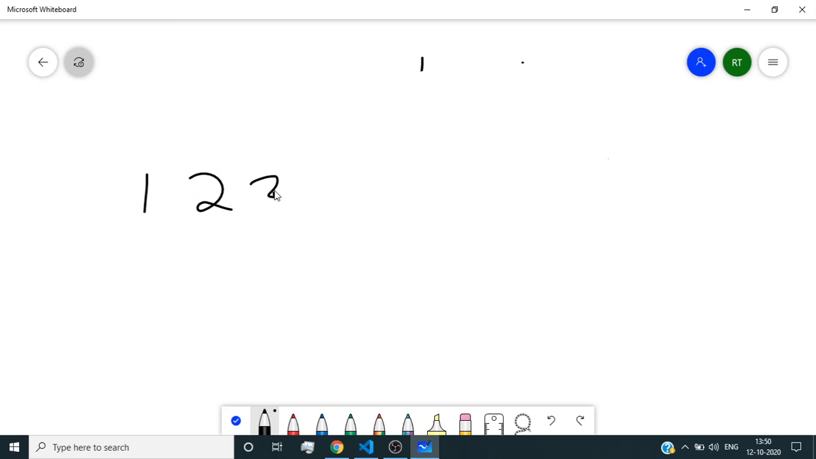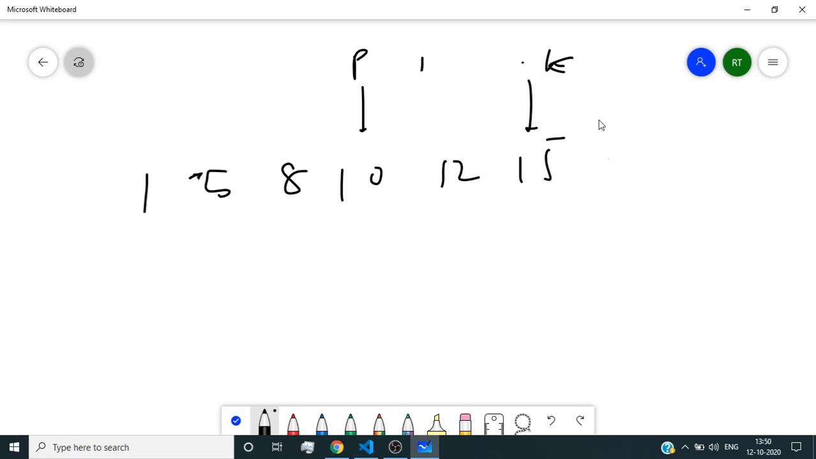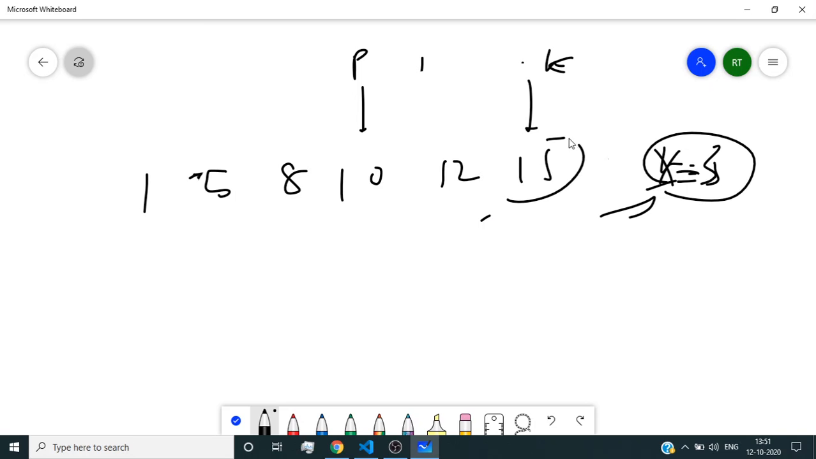Let's say 1 5 8 10 12 and 15, and my p is here and my k, let's say, this time is here, and we have to make this time kx equal to 3. So this particular element does not exist in our answer. So what I would do, my first query would be just to replace this kth element with 3.